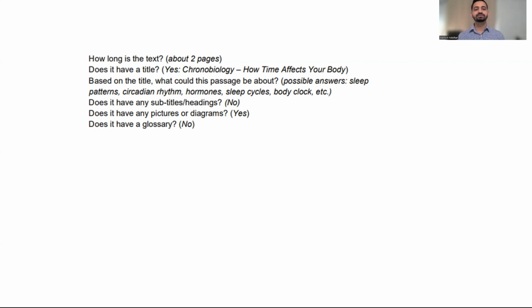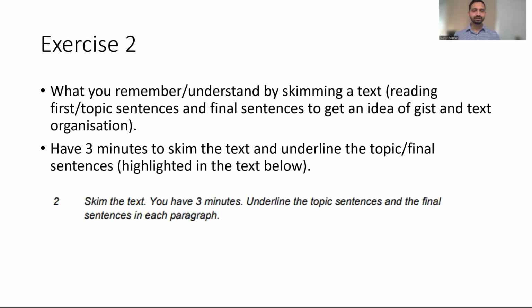Does it have any subtitles, headings? Not really. It doesn't have any subtitles or headings. Does it have any pictures or diagrams? Yes, there was a picture. And does it have a glossary? No, it doesn't have a glossary. Cool. All right, let's do this activity.